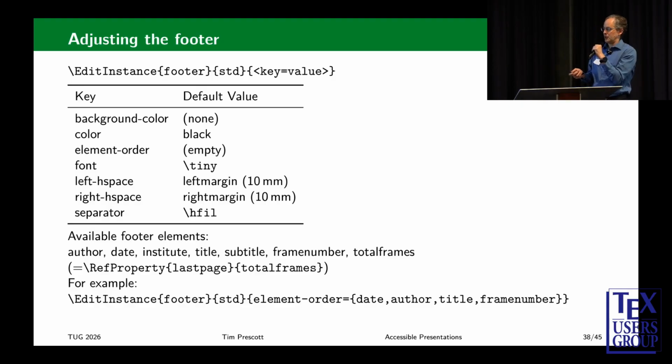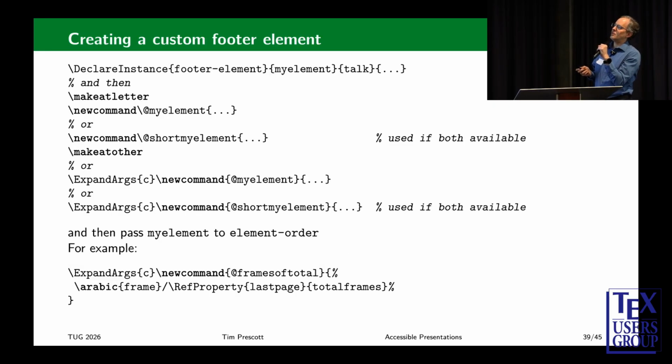So for example, what I'm almost using is the date. I put the author, the title, and then not quite frame number. So I created a custom, so this is actually a custom frame element down at the bottom, custom footer element down at the bottom. And the idea is, I wanted to say, like that Beamer idea of frames out of total frames.